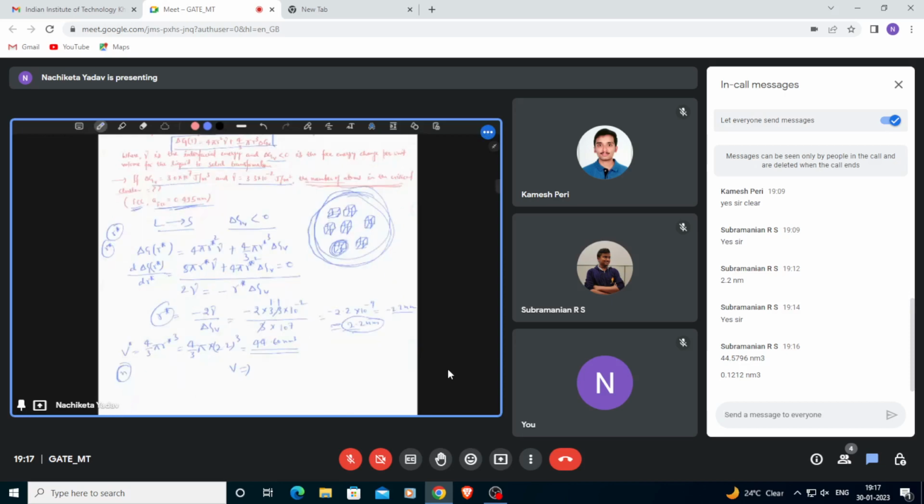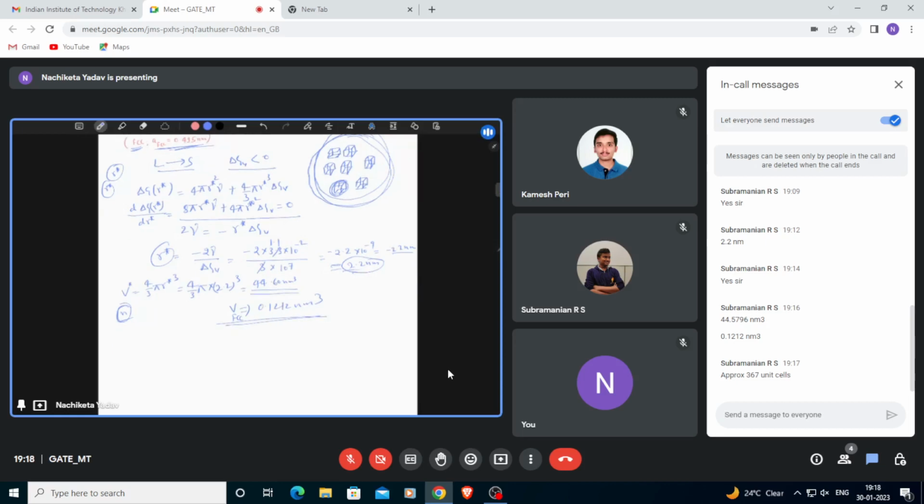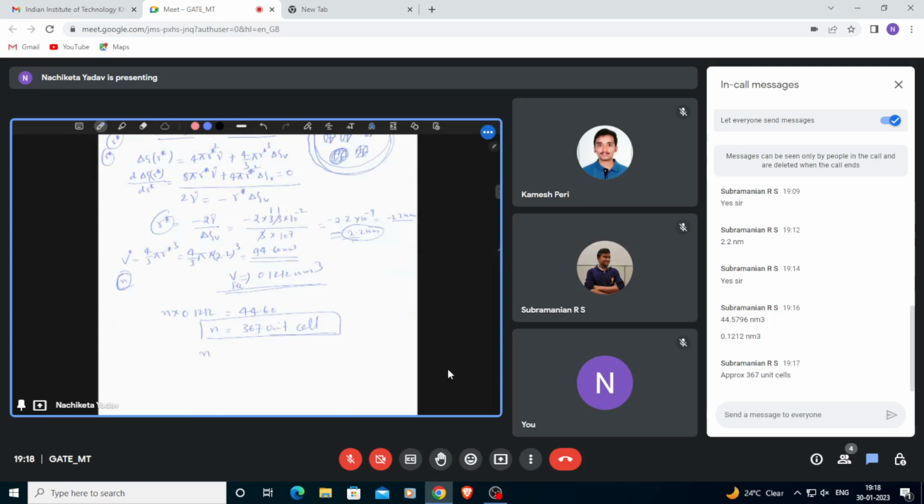Yes, the volume of the FCC will be this one. So can you tell me the total number of how many FCC crystals there will be? We are assuming n. Approximately 367. So what you have done is n into 0.1212 equal to 44.60. So you are getting n value 367 units, right? And it is asking for the number of atoms. So it is FCC, the number of atoms will be 4 into 367. So how much value will it be?